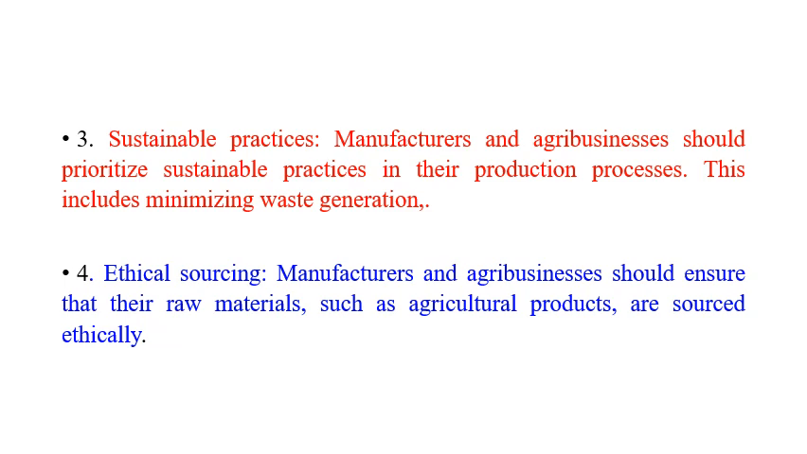It is also the responsibility to ensure ethical sourcing. Manufacturers and agribusinesses should ensure that their raw materials, such as agricultural products, are sourced ethically. And this means that they will avoid purchasing from suppliers who engage in deforestation, exploitation of labor, or those who use harmful pesticides. And when they do this, then they can be considered as sourcing ethically.